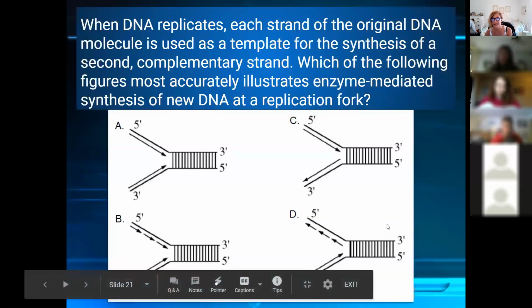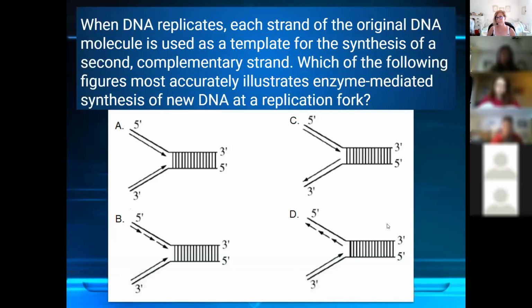Which leads us to another one of your pre-test questions. When DNA replicates, each strand of the original DNA molecule is used as template. Which of the following figures most accurately illustrates enzyme-mediated synthesis of new DNA at a replication fork? So when I look at this, I have to remember DNA is anti-parallel. I have to pay attention to the direction, the 5' and 3'. And I have to remember that one is going to be leading and one is going to be lagging.